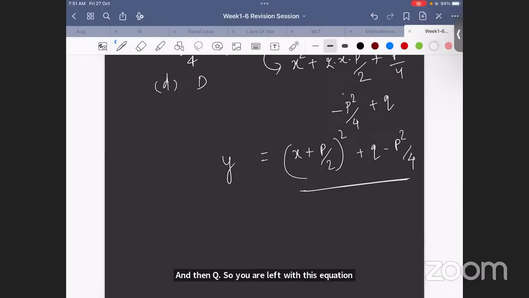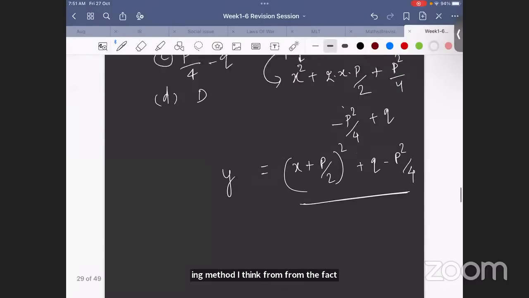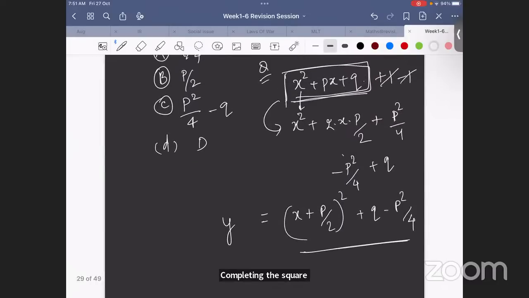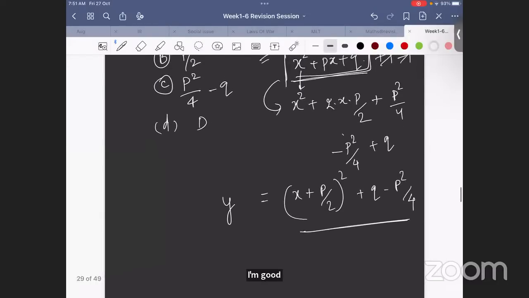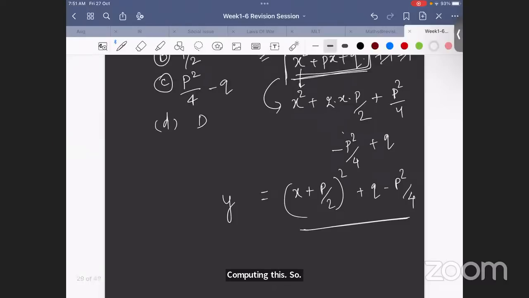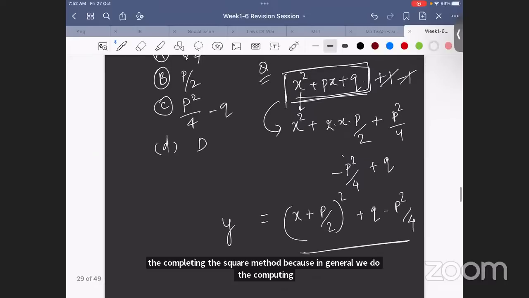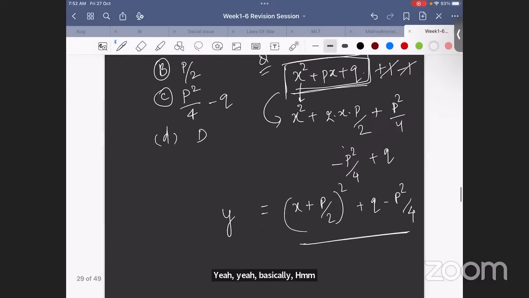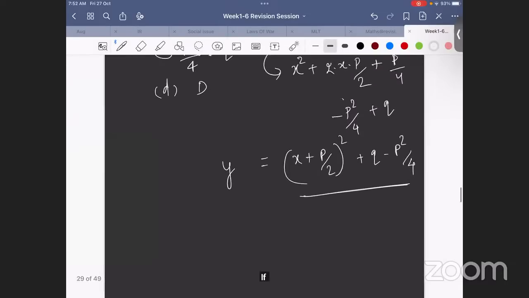Excuse me, sir, I'm just asking here. We are using the completing the square method, I think, and factoring also. Yes, the vertex formula, the completing the square method. Here, x square plus px plus q, if it is given that p is an even number, then we do the completing the square method, because in general we basically do the completing the square method only. You are using it to split it and write it in this way.